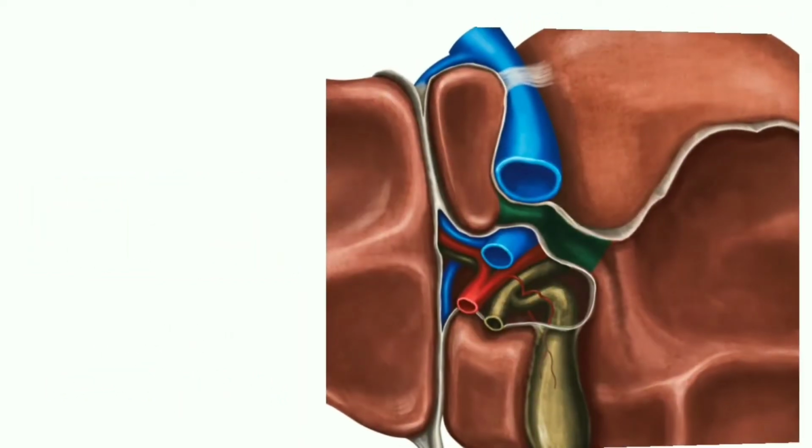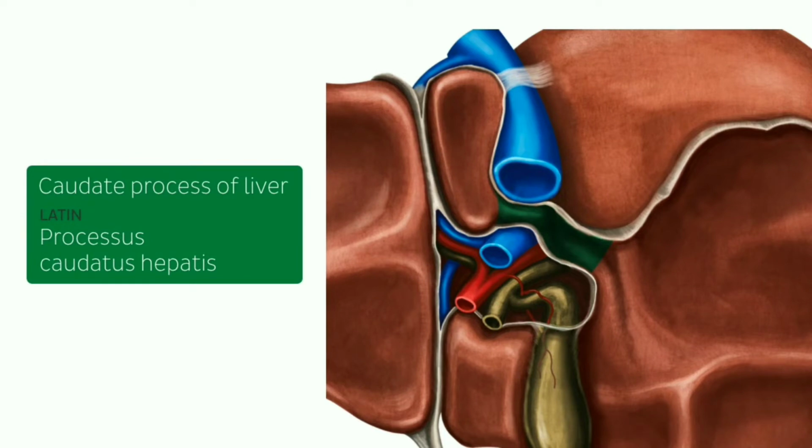Next we have the caudate process, which is a small elevation of parenchyma that connects the caudate lobe and the right lobe of the liver. It is located between the lower part of the caudate lobe and the inferior surface of the right lobe superior to the hilum of the liver. We can see it here highlighted in green.